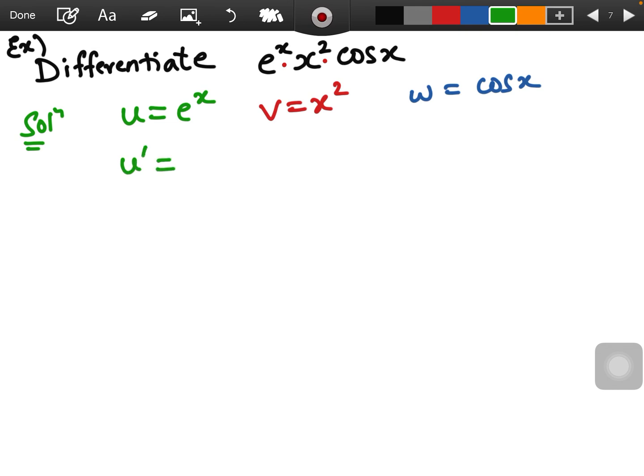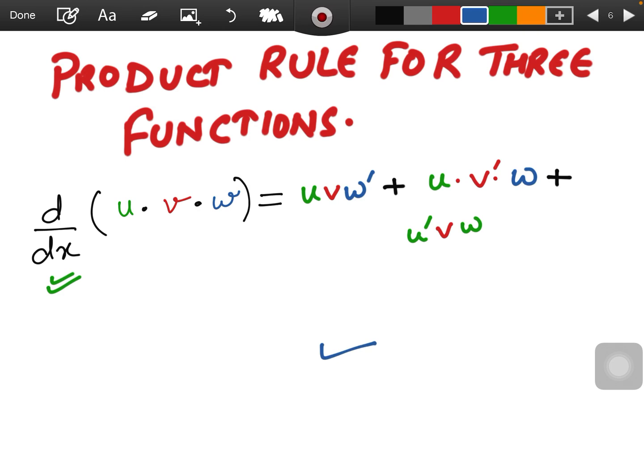So what will be u prime? e to the power x derivative is same, so it will be like that. Then v prime, derivative of x square will be twice x, yes, and w prime will be, what is the derivative of cos x? You are thinking right, it is minus sine x. So now we are ready with primes, so we are going to put the values in this formula, one by one.